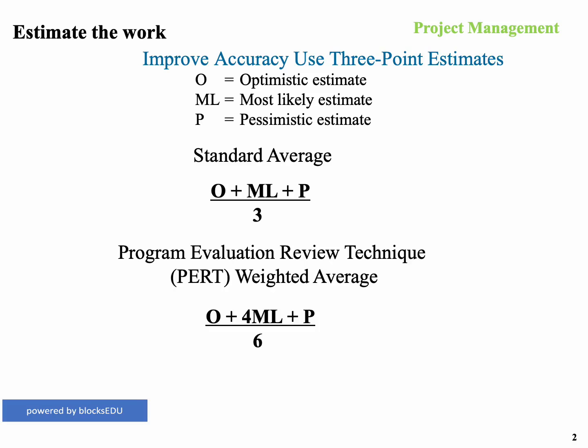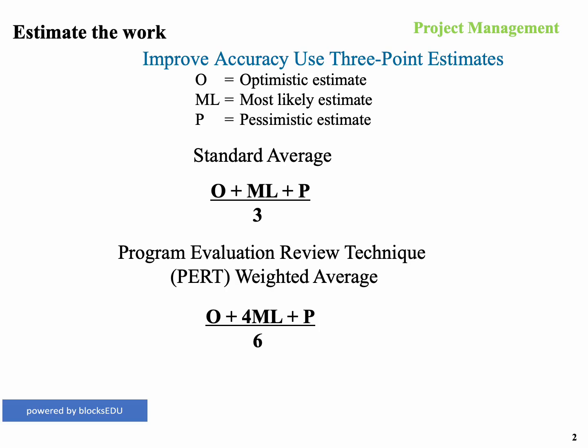Now, in order to improve that, there was the creation of what's called the Program Evaluation Review Technique. PERT is a weighted average. It takes the same thing, the optimistic, the most likely, and the pessimistic, but does it a little bit differently. It takes optimistic plus 4 times the most likely plus pessimistic and divides it by 6.